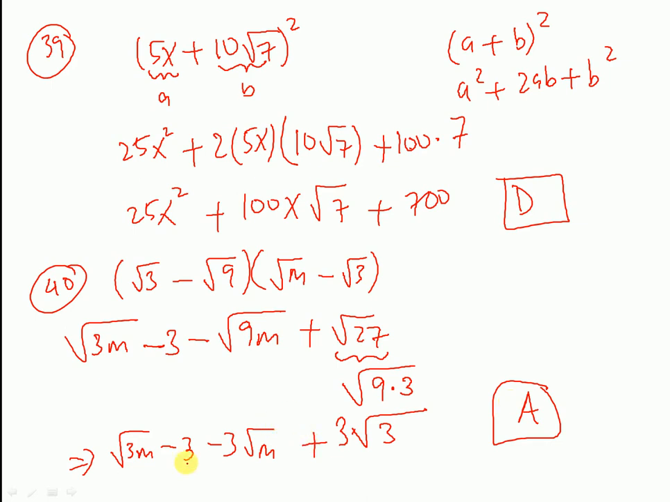Oh, they do not simplify the 9 to the outside, so therefore you have minus radical 9 here and minus 9m here instead, but it should be A. Okay.